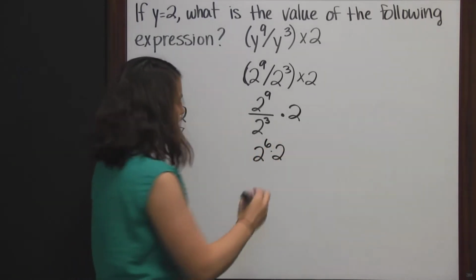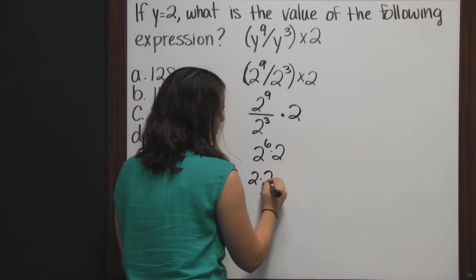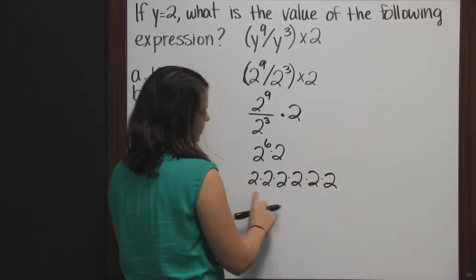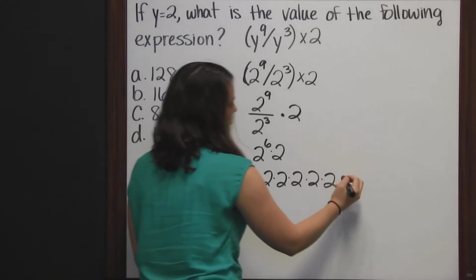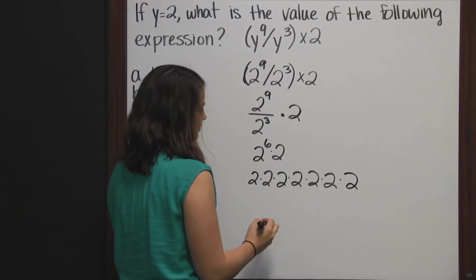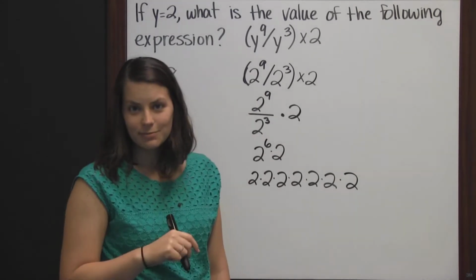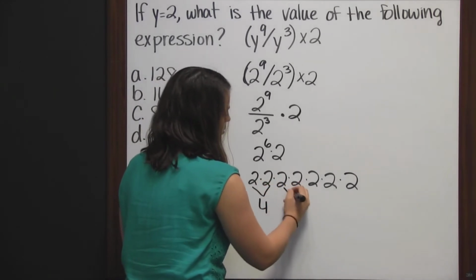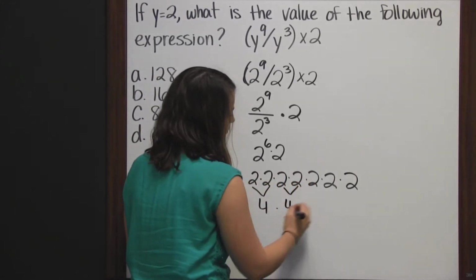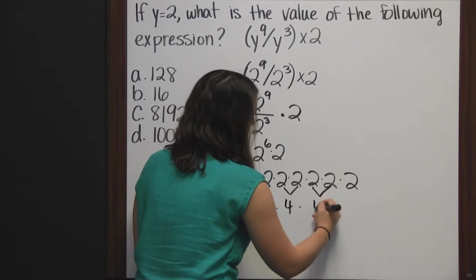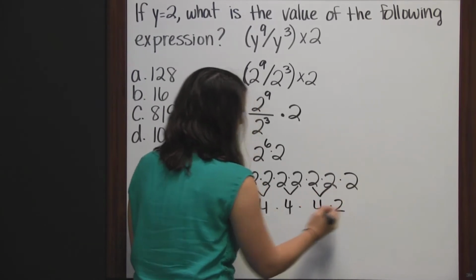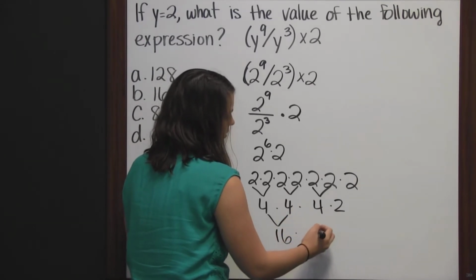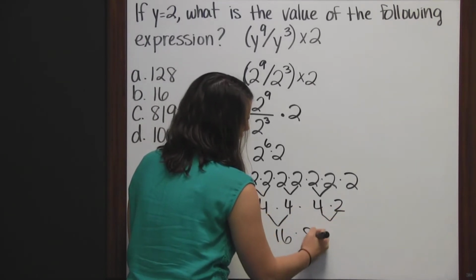2 to the 6th is 2 times 2 times 2 times 2 times 2 times 2. So 2 times itself 6 times, and then times 2. So all we have to do is multiply all these 2's. 2 times 2 is 4. 2 times 2 is 4. 2 times 2 is 4. And then times 2. 4 times 4 is 16, times, and 4 times 2 is 8.